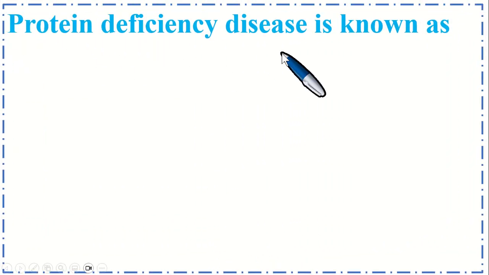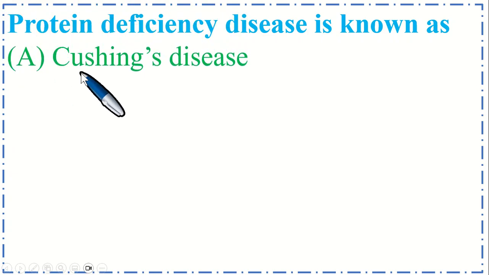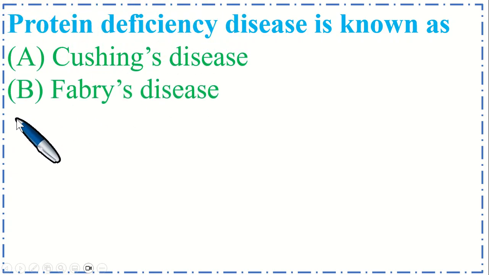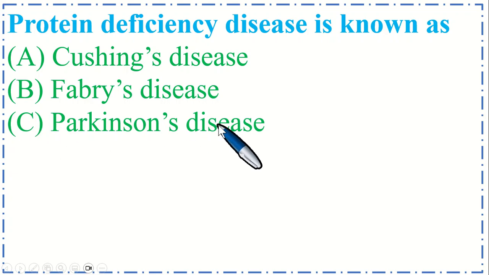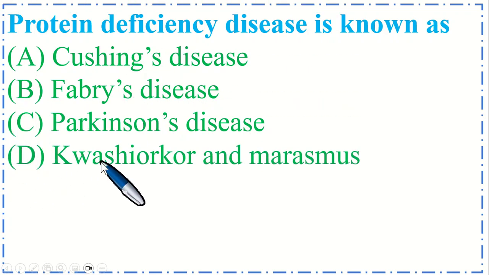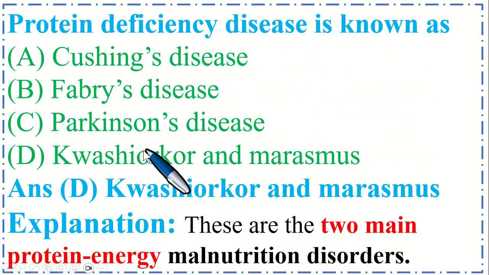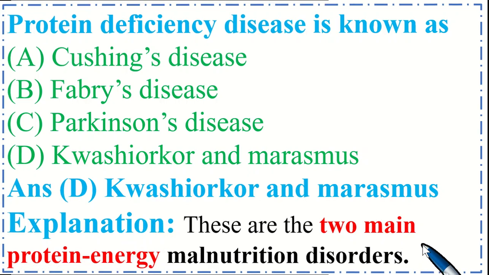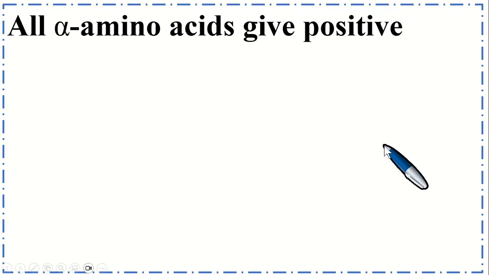Protein deficiency disease is known as: option A, Cushing's disease; B, Fabry's disease; C, Parkinson's disease; and option D, Kwashiorkor and marasmus. So the correct option is D, Kwashiorkor and marasmus. These are two main protein energy malnutrition disorders. This is a very important MCQ.